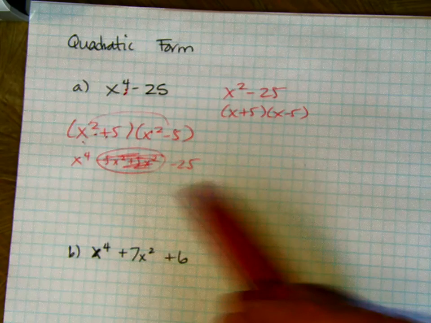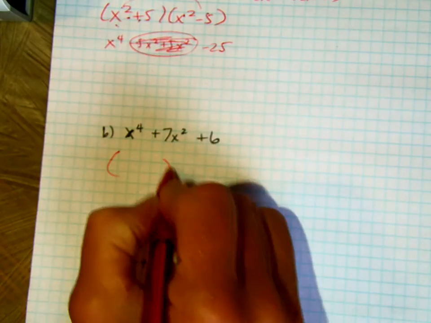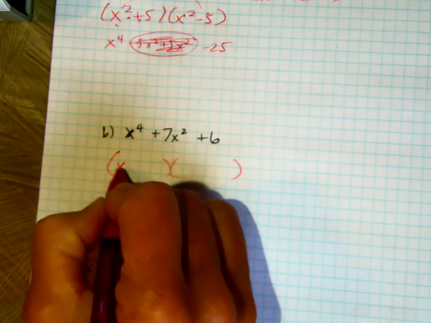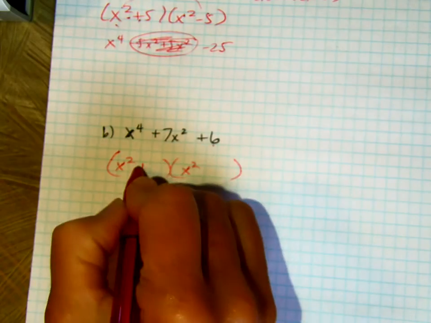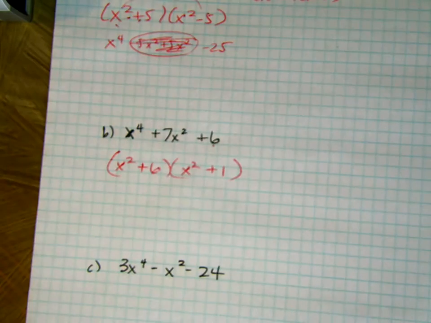How about x to the fourth plus 7x squared plus 6? Well, you guys would know how to unfoil that, except it's just an x squared and an x squared. Factors of 6 that add to 7, pretty simple.